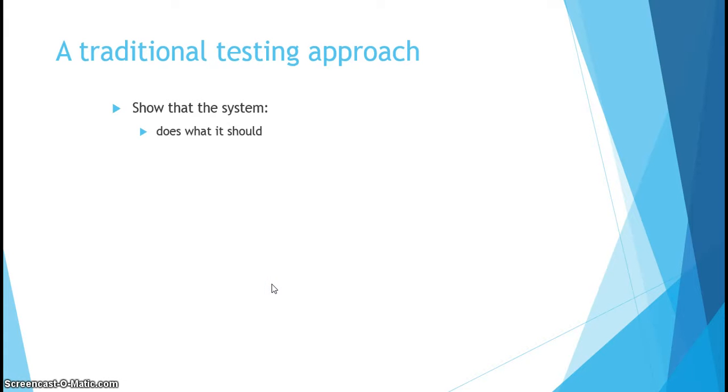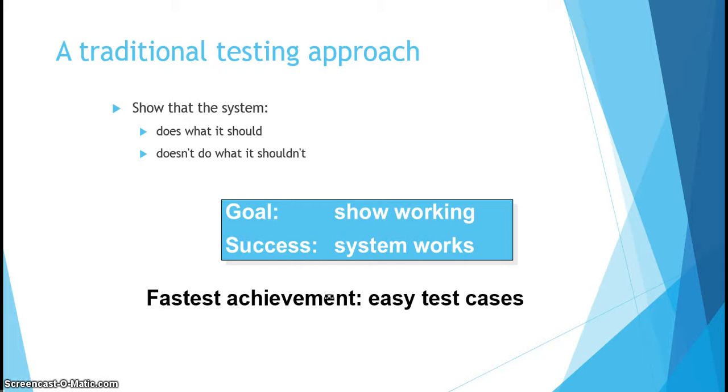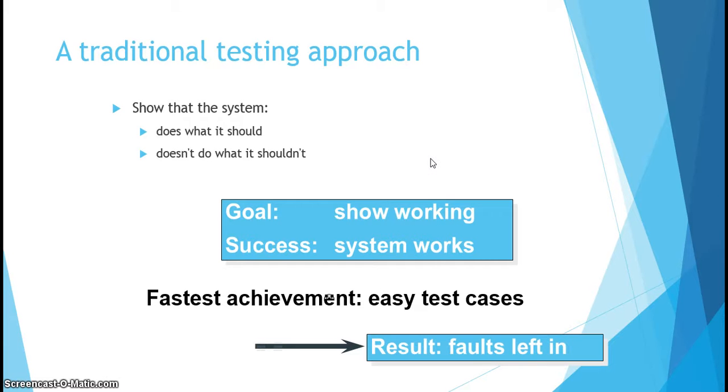What is the traditional testing approach? The traditional testing approach is to show that it does what it should and doesn't do what it shouldn't. So, the traditional approach says the goal is show working and success is system works. This is the fastest way of achieving it. It's an easy set of test cases. However, it results in faults being left in the application.